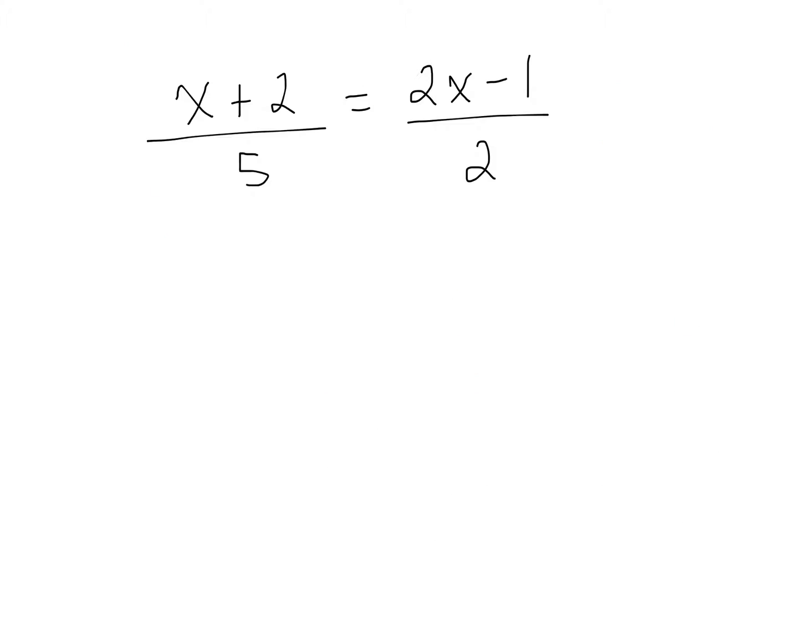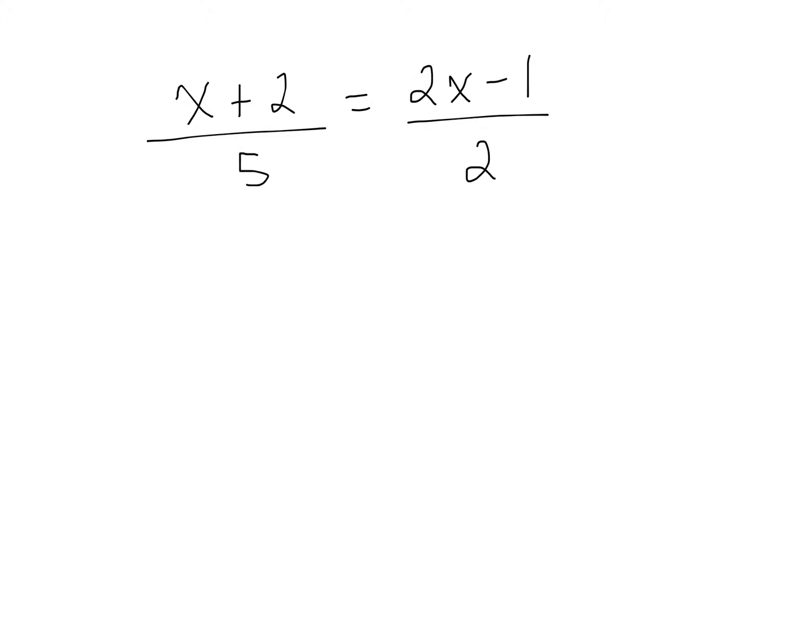5.5. Good. So on the left side we have x plus 2 divided by 5. And on the right side we have 2x minus 1 divided by 2. There's lots of different ways you can do this. You can find a common denominator. You can undo the fraction. Or you can cross multiply. So let's just do this using cross multiplication.